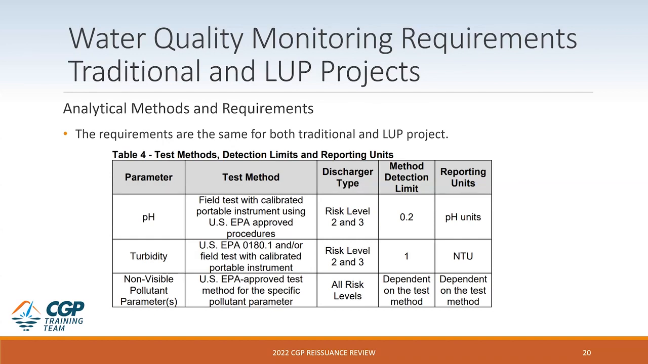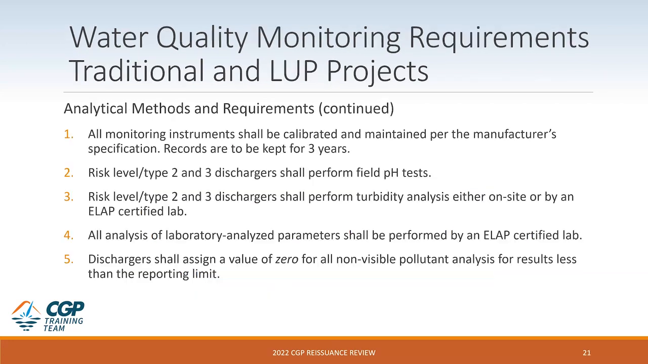Now, for the water quality monitoring requirements, the analytical methods and requirements are the same for both LUP and traditional. We typically sample for pH, turbidity, and then various non-visible pollutants. All monitoring instruments shall be calibrated and maintained per the manufacturer's specification. Records are to be kept of the calibration for 3 years.